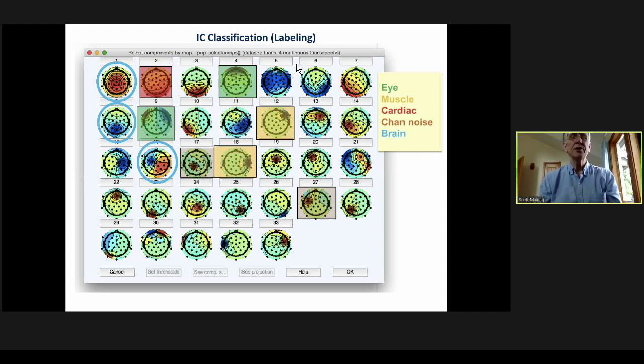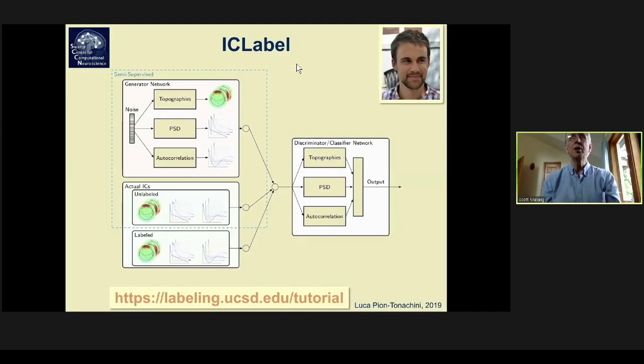But no one else has years to develop that skill. So I was very happy when Luca showed up in the lab and said he would like to work on an IC classifier, and call it ICLabel as the project. And he had a unique way, coming from machine learning, to do it.